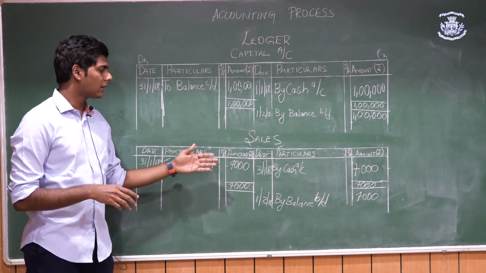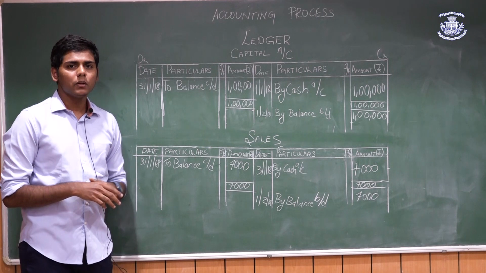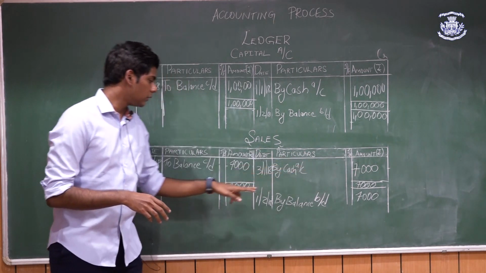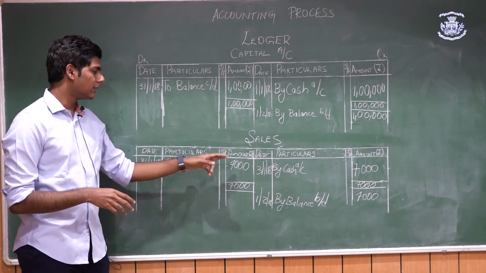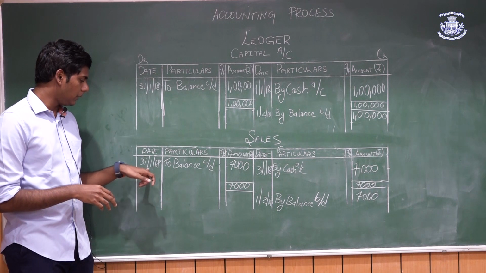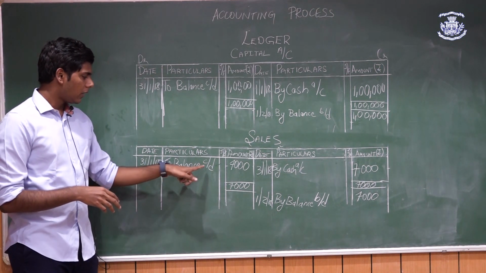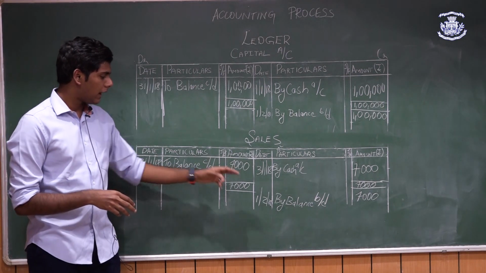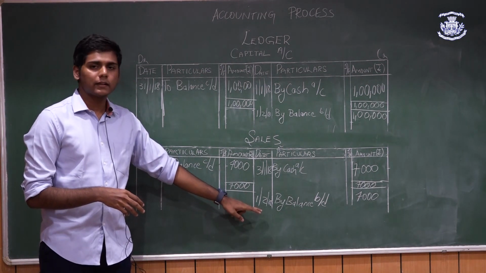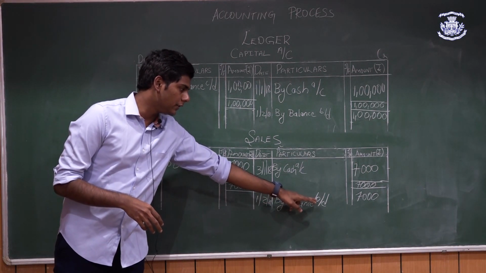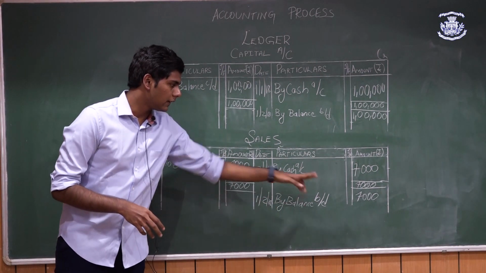And just like the previous account, since there's only one transaction, we can go ahead and balance it. That 7,000 will be the total for both the sides as well as the balancing figure. Remember, the balancing figure date will be the end of the month and we will write to balance carried down, and then we will have to bring this balance down in the starting of the next month, and we will write by balance brought down or B/D 7,000.